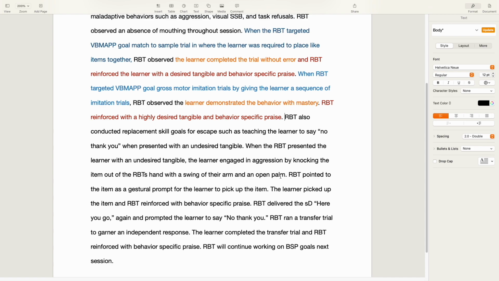So let me stop there for a second. Here we go. So now we're just saying what they're targeting, right? This is not the antecedent. This is just what the RBT is doing, what they planned to do, or what they did, right? This is what the RBT did. This is where the antecedent starts. When the RBT presented the learner with an undesired tangible, that would be the antecedent right there.